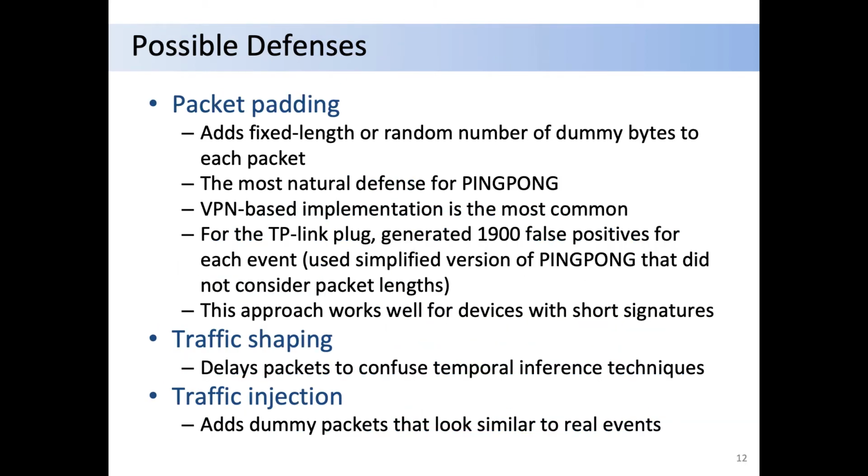So there's a few defenses that can be used against the PingPong system. Two of them I'm going to mention first: traffic injection, where you add dummy packets that look similar to real events, and then traffic shaping, where you delay packets to confuse temporal inference techniques.